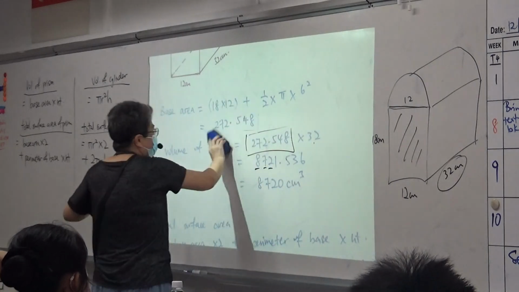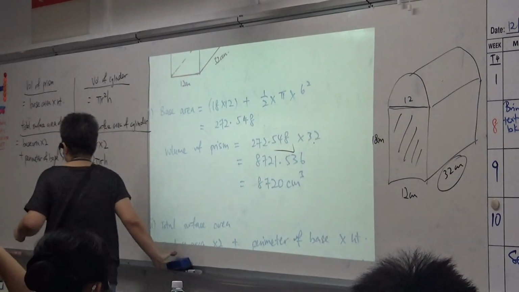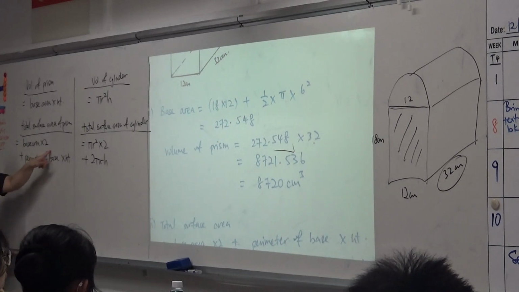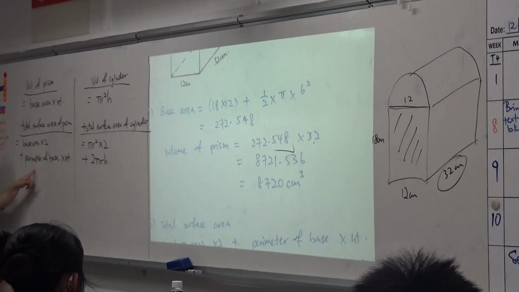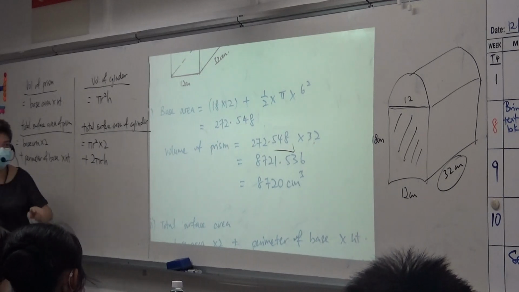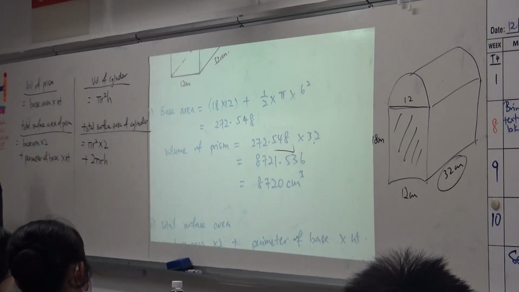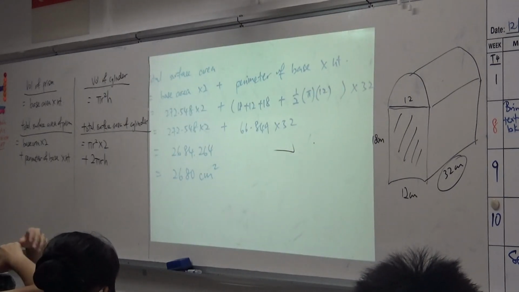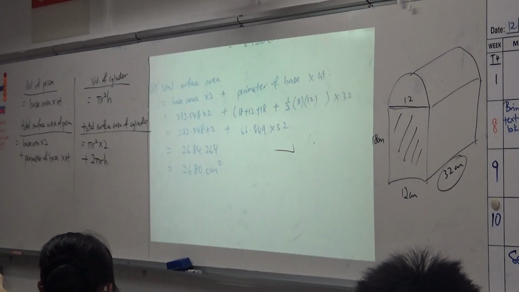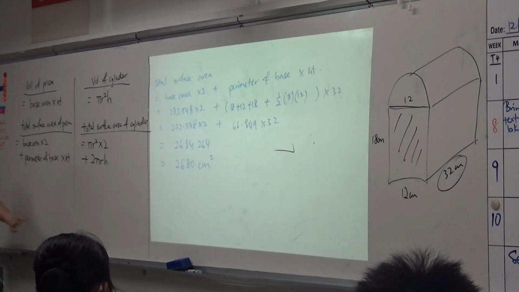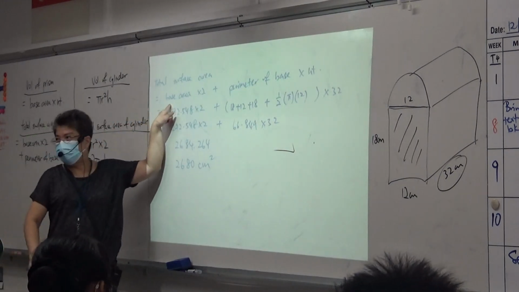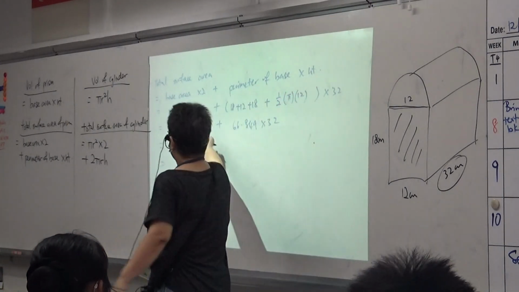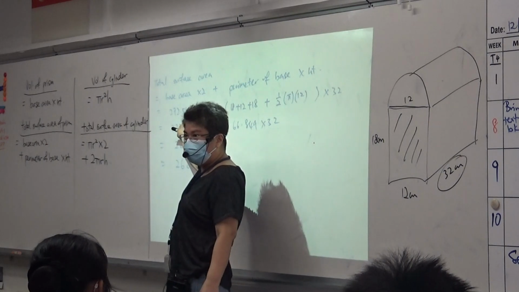Now I'm going on to the total surface area. Let us look at the formula. What's total surface area? Base area times what? 2 plus what? Perimeter of base times height. Now I'm going to show you the working. I'm going to do it in one whole shot, right? Make it a bit smaller so that everything can be captured. Now can you see I write down the formula? Base area times 2 plus perimeter of base times height. Now can you see just now I found the base area with you? I times 2.